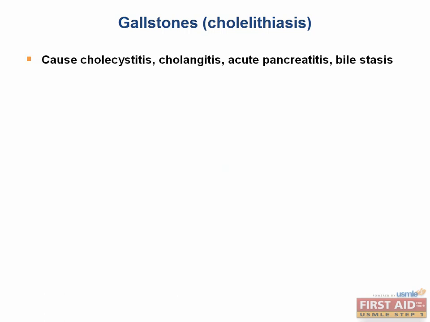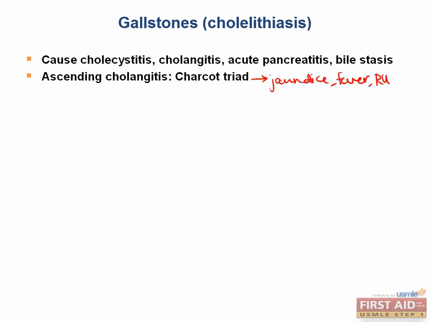Gallstones most often cause cholecystitis, but they can also cause ascending cholangitis, acute pancreatitis, and simply bile stasis. Ascending cholangitis can be life-threatening, and it is marked by Charcot's triad: jaundice, fever, and right upper quadrant pain. Additionally, many patients experience the pain of biliary colic, though some diabetics may not feel this sensation.